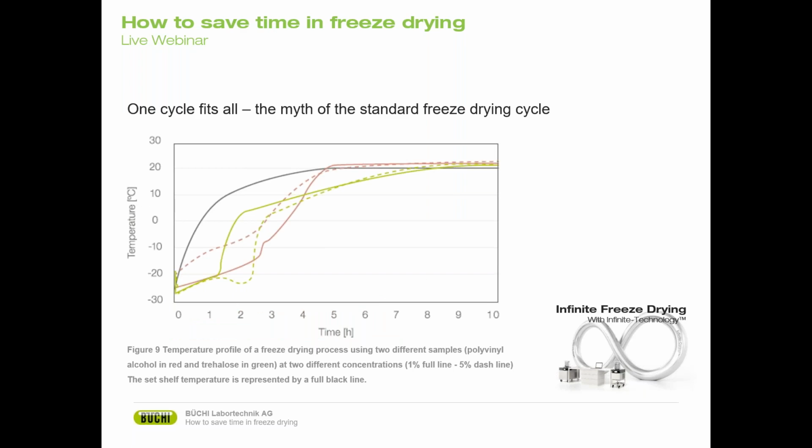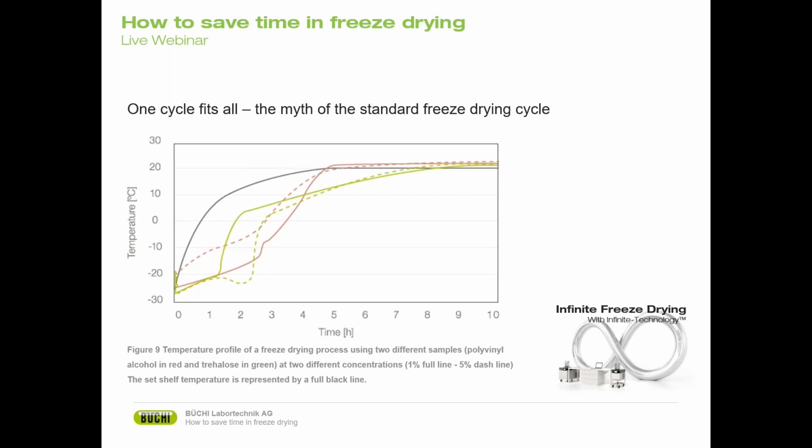Next, I want to talk about a common misconception, that is that one cycle fits all. We often encounter it that people use one freeze drying cycle for all of their samples. However, this might lead to wasting time unnecessarily. In figure 9, you can see a freeze drying process of PVA in red and trehalose in green in 2 different concentrations. 1% concentration is full lines and 5% is represented by dotted lines.